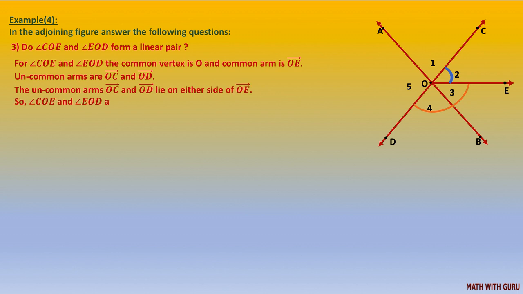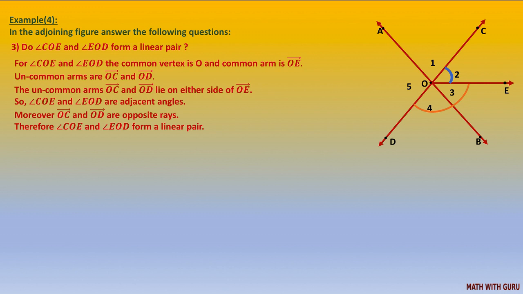So, angle COE and angle EOD are adjacent angles. Moreover, OC and OD are opposite rays. We have already seen that. Therefore, angle COE and angle EOD form a linear pair.